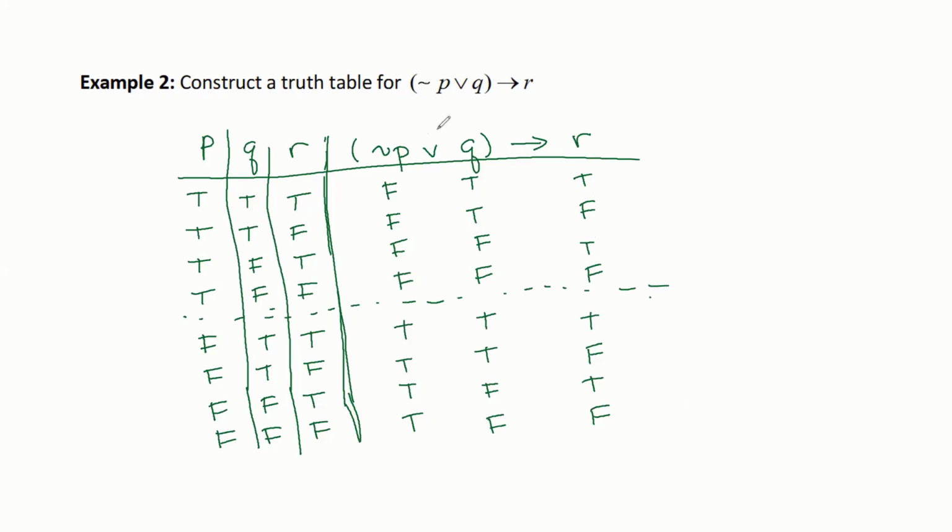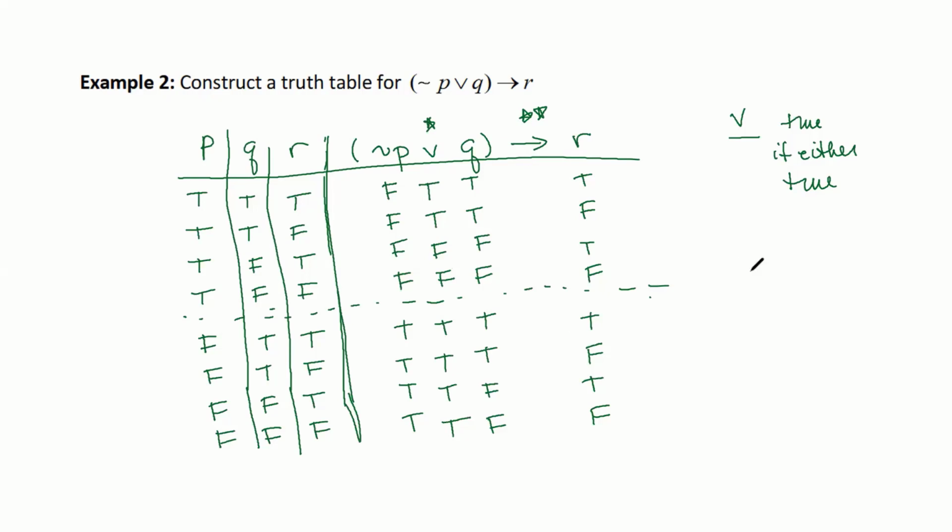So now we have two operations. We have the or inside the parentheses and the if-then outside the parentheses. We start inside the parentheses with or, and let's remember or is true if either is true. Also known as it's only false when they're both false. So we have true, true, false, false, true, true, true, true. As long as we have one true, then we have a true statement.